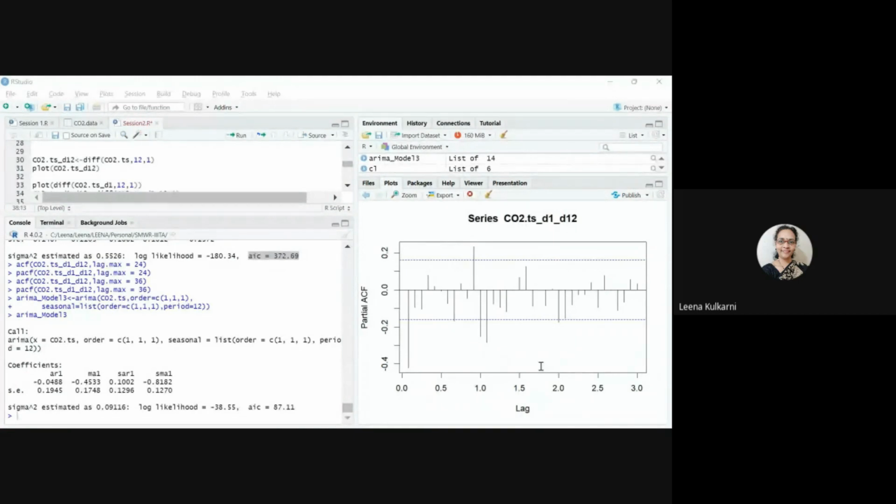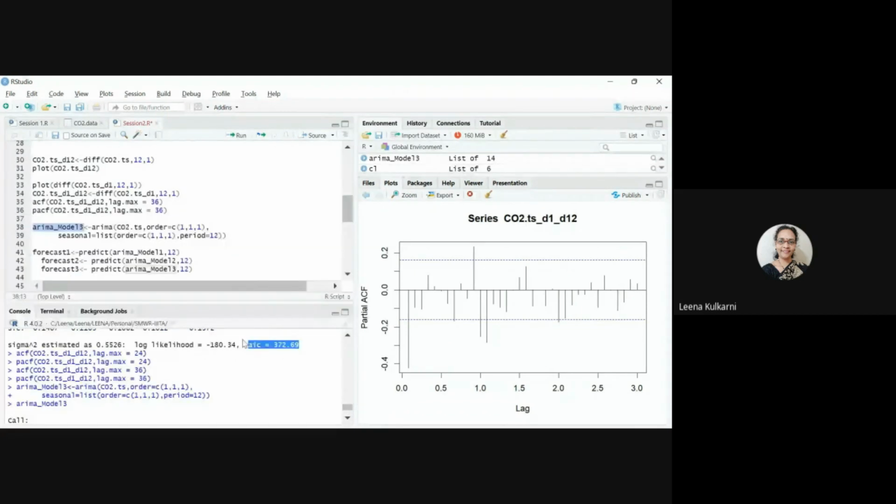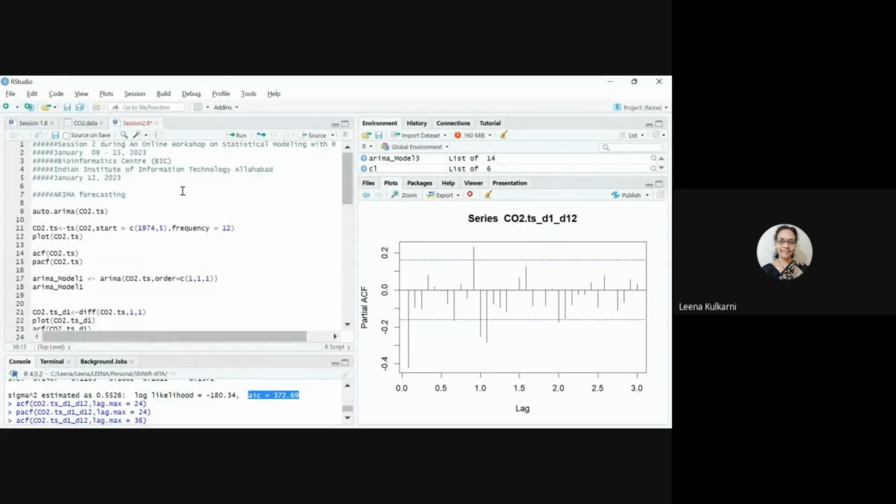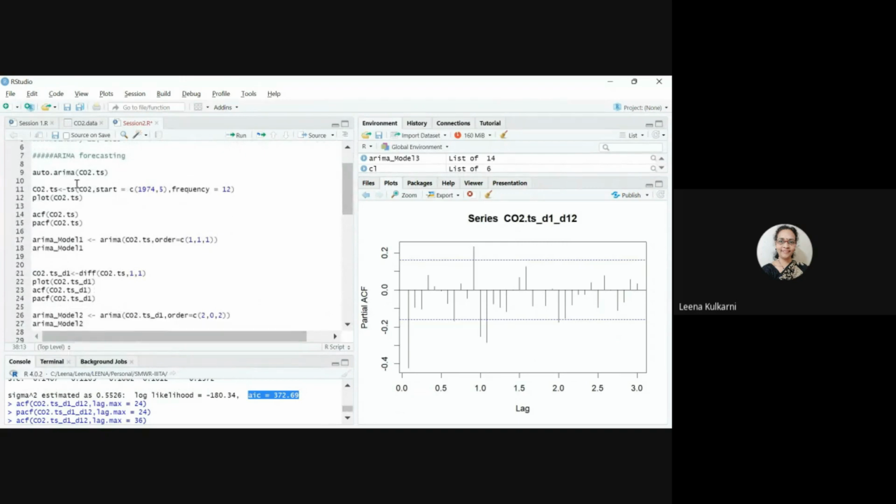Yes, Santosh sir, I will do that. Which command do you want me to post in the chat? All the commands? Yes, I have posted these commands.